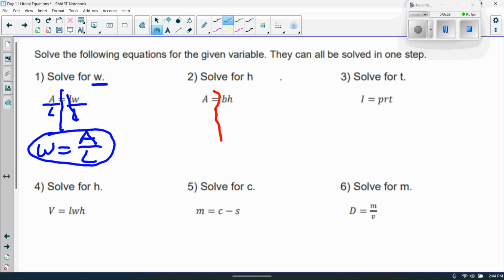So the next one says solve for H. Oh my goodness, that was a terrible line. I can't even leave that there.